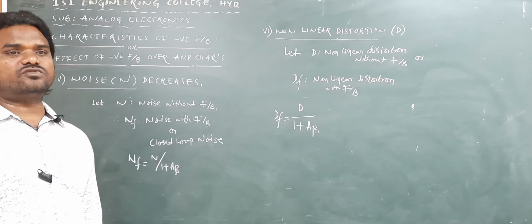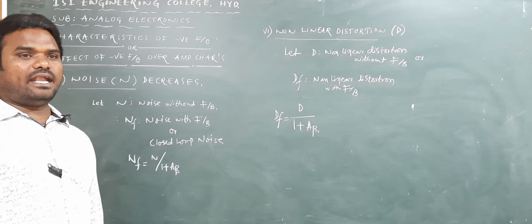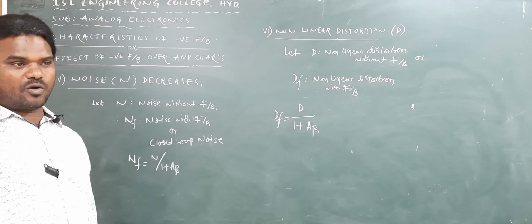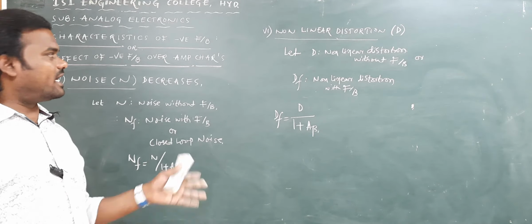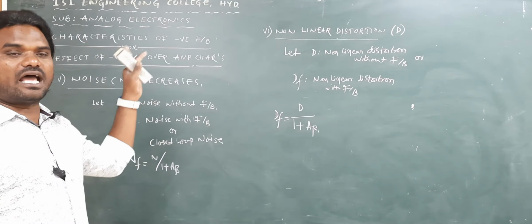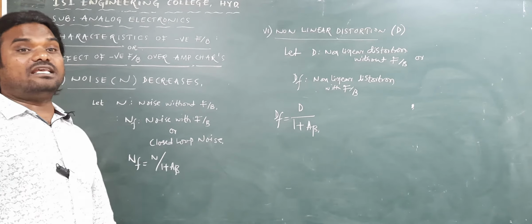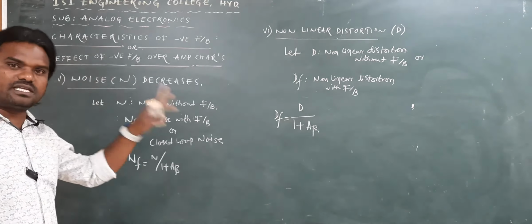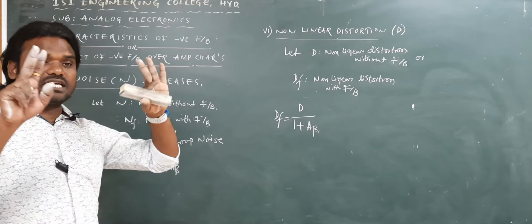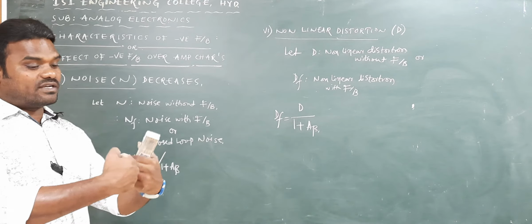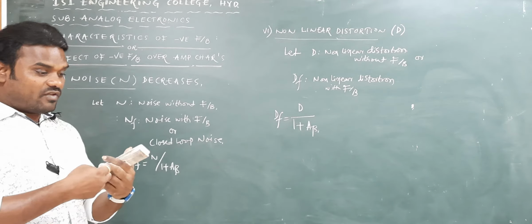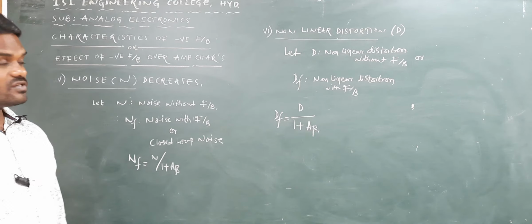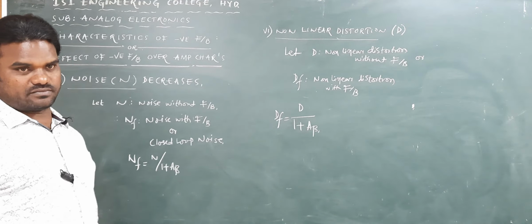What are the six things? First one is gain: gain decreases. Input impedance increases. Output impedance decreases. Bandwidth increases. Noise decreases. Non-linear distortion decreases. All these are advantages. Noise decreases, non-linear distortion decreases, bandwidth increases, all are advantages. That means we have a larger range of frequencies in which the gain is maximum and constant. So all these are advantages only, right?